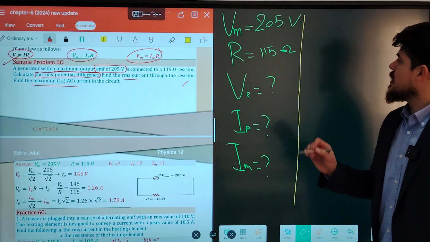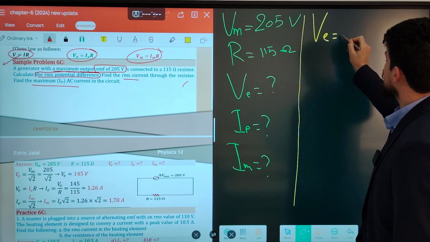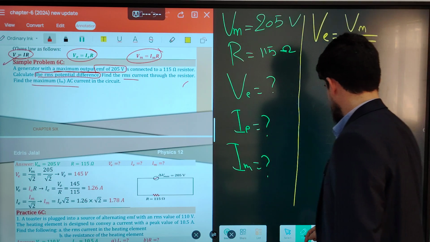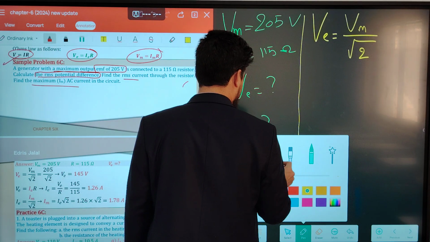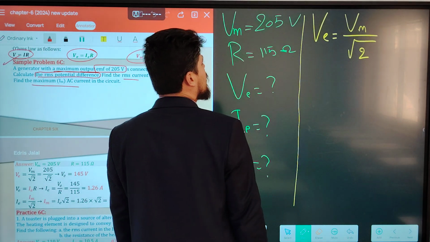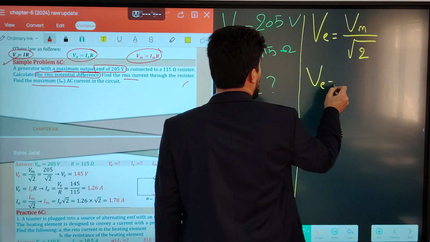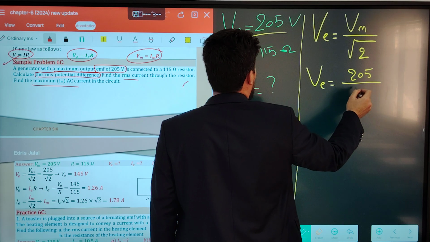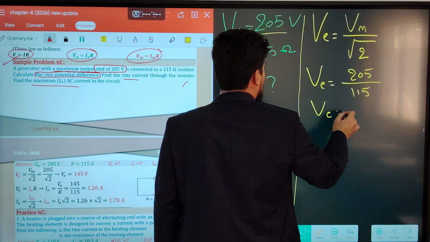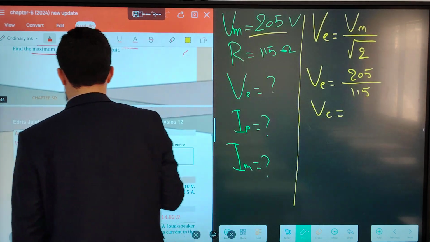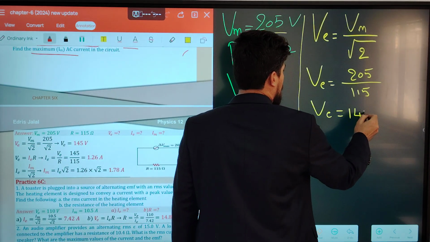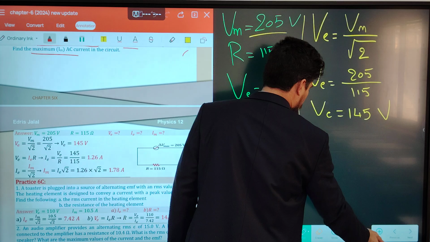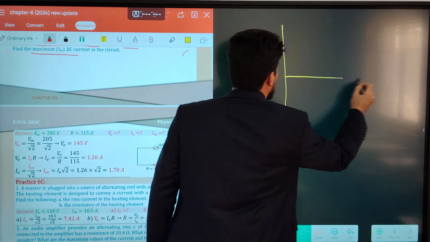How can we determine VE? VE is equal to VM divided by radical 2. Yes, we studied this. VE is equal to what? VM divided by radical 2. Do we have VM? Yes, 205. VE should always be less than VM. It is equal to 145 volts. If you draw this potential difference as a sine wave, it will be like this.